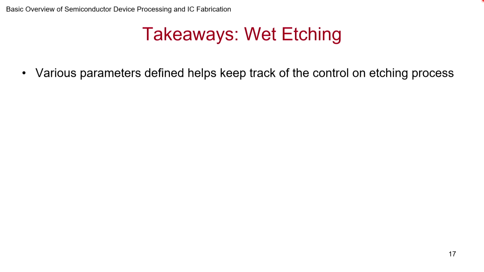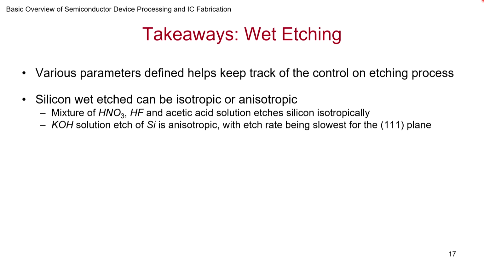Various parameters defined help track control of the etching process, and those have to be met. And what I have given is not just for wet etch, it's also true for dry etching. Silicon wet etch can be isotropic as well as anisotropic, and this is worth remembering, depending on what approach you take. If you take the HNO3 HF approach, it is isotropic.